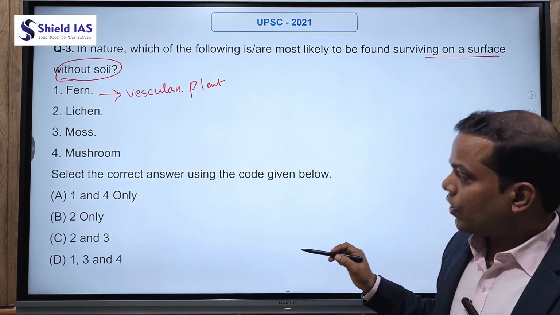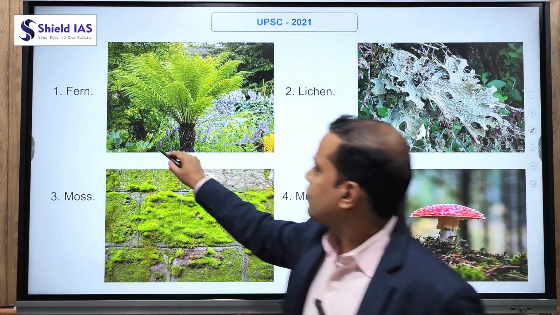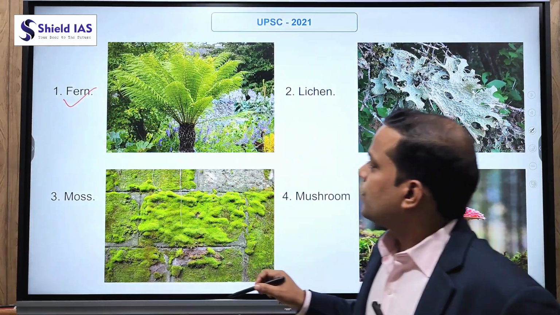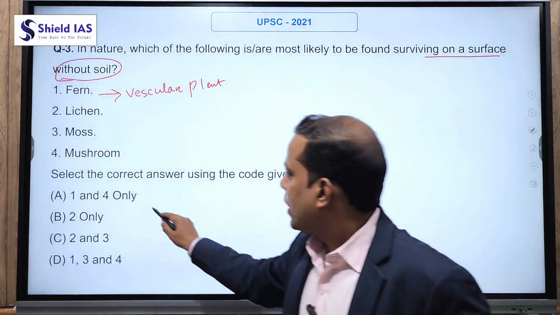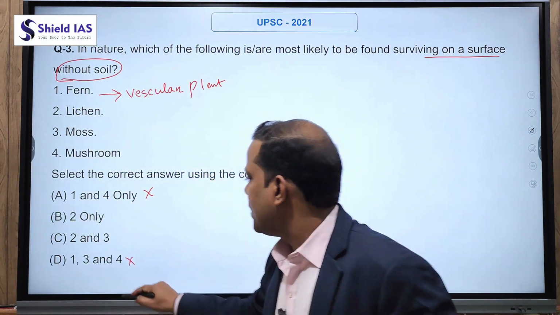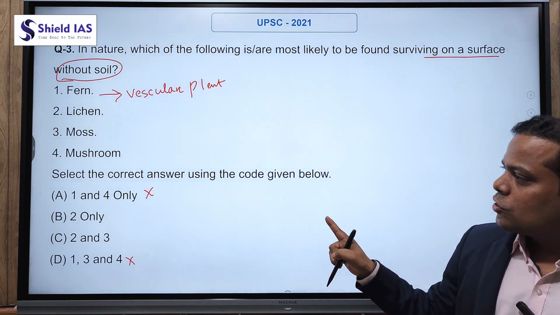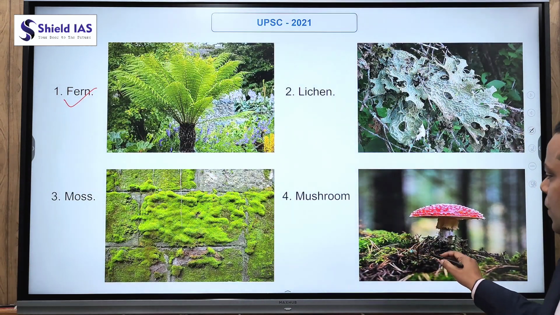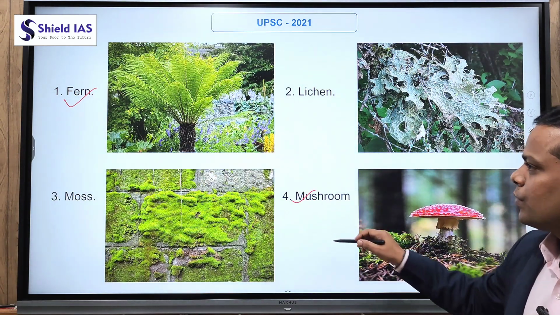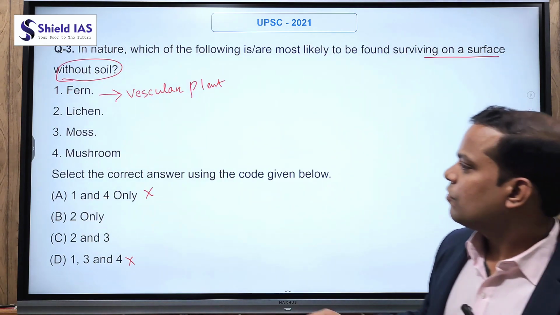And they are attached with the soil. So you can eliminate option 1. So A is eliminated, D is eliminated. Why is 4 not correct? Mushrooms, as you can see in the picture, are attached with the soil. So we can eliminate 4 also.